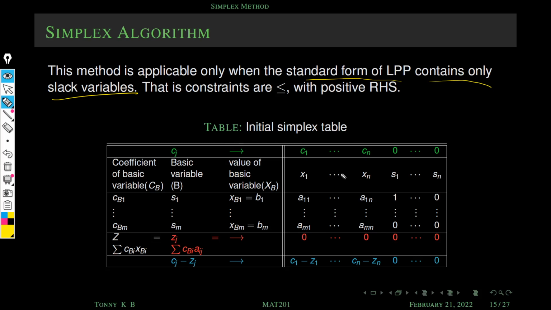So suppose our standard form satisfies this condition, suppose the standard form contains only slack variables, then you can write the first table of the simplex algorithm. Simplex algorithm is an iterative process. So first table is like this. This is the coefficient of basic variable. This is the basic variable, and this is the value of the basic variable, and this is c1, c2, cn. They are the costs from our objective function, and these are the decision variables. These are slack and surplus variables, and this is a11, a22, etc. from our constraints. Clear?